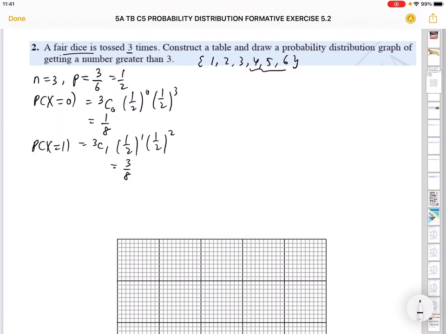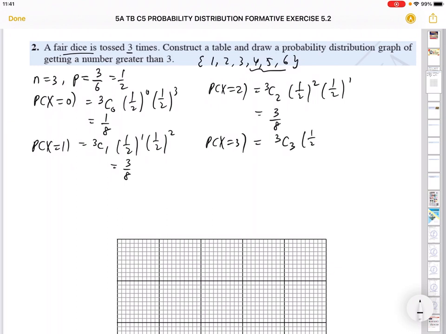As I want some space to draw the table, I'm going to write x equals 2 over here, 3C2, p power 2, q power 1. 3 minus 2 is 1, so I will get 3/8 as well. And lastly, when x equals 3, we put 3 inside here, 1/2 power 3, this is power 0, the answer is 1/8.